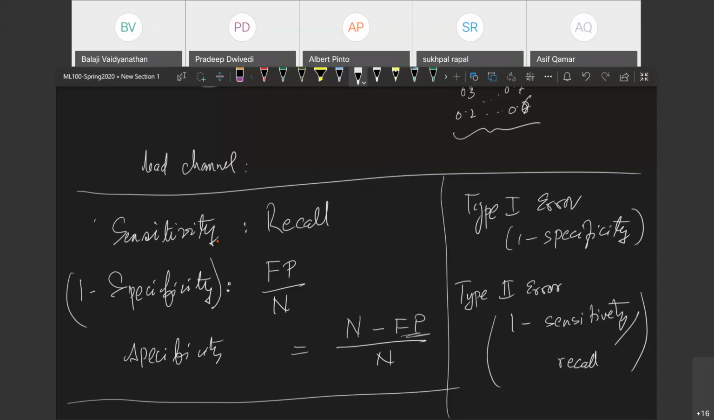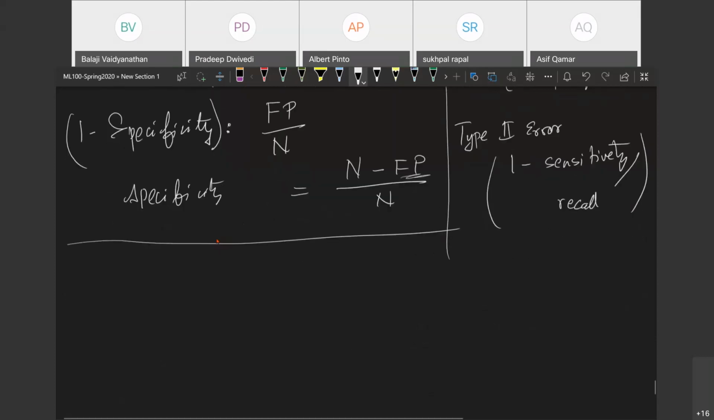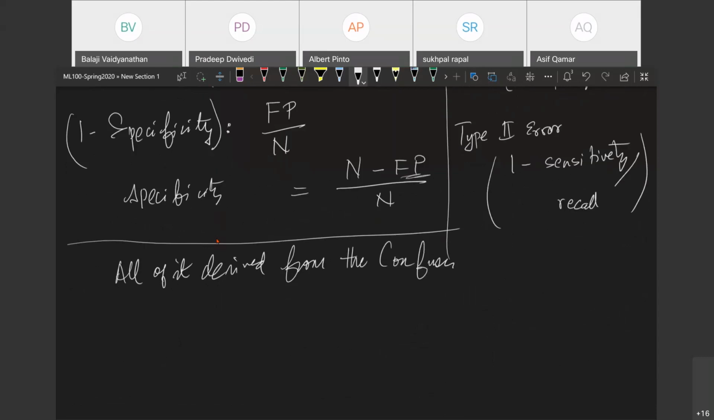So that is where we are, guys. That's a set of all the metrics. And remember, all of it is derived from the confusion matrix. All of it derived from the confusion matrix. This is an important statement.